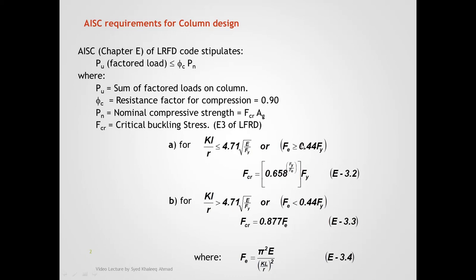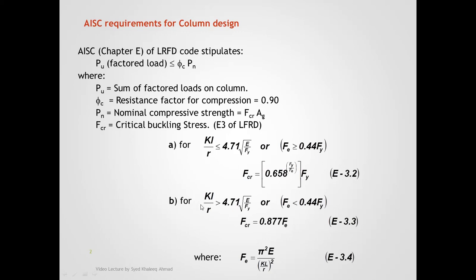Now we have these conditions here. There are two conditions for that, and if KL by r is less than or equal to 4.71 square root E upon Fy, where E is modulus of elasticity, or Fe greater than or equal to 0.44 Fy, then in this case critical stress will be calculated by this formula: 0.658 to the power Fy upon Fe, and this whole thing multiplied by Fy. This is known as equation 3.2.